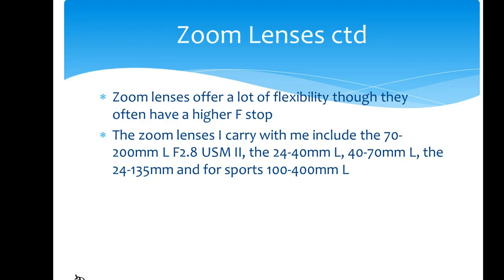The zoom lenses that I like to carry around, particularly to a wedding or a special event, are the 70 to 200 millimeter L f2.8 with the ultrasonic motor, and it's the second generation of it. That's one of my all-time favorite lenses, very sharp and a wonderful lens. I also carry the 24 to 40 millimeter to get pretty wide. 40 to 70 is a standard lens for me, as is the 24 to 135. And I will often carry, not just for sports, but definitely for sports if I'm outside and it's bright, the 100 to 400. If I'm doing weddings and I want to get quite a distance, I will use the 100 to 400 just to get a nice zoom.